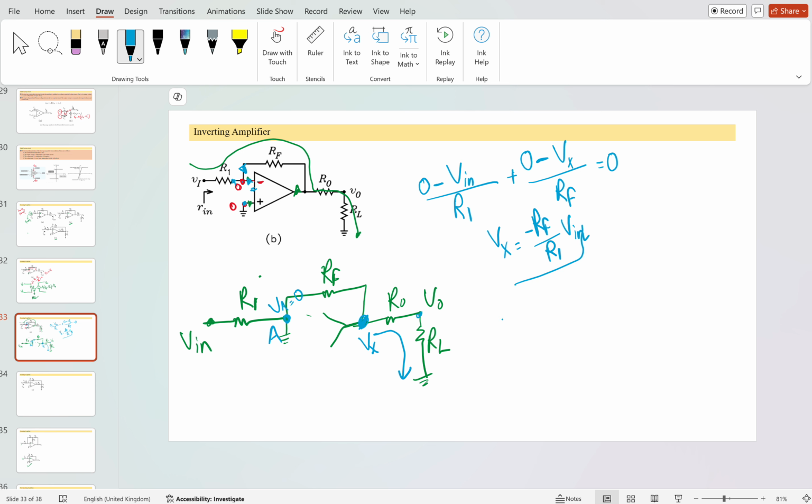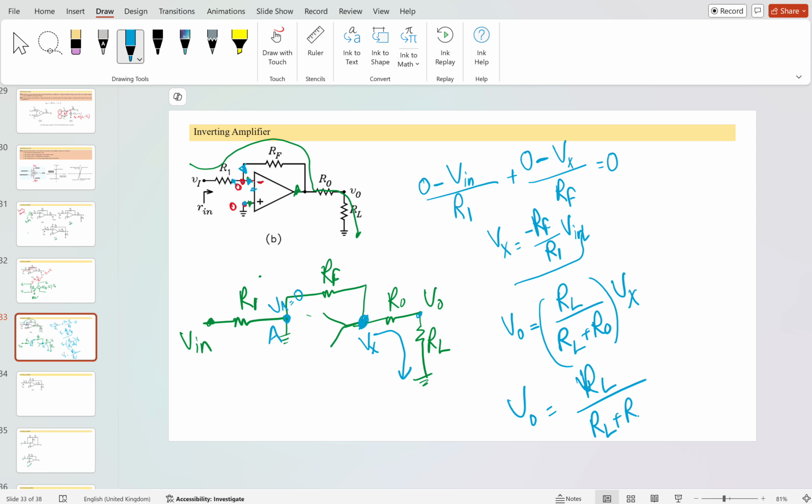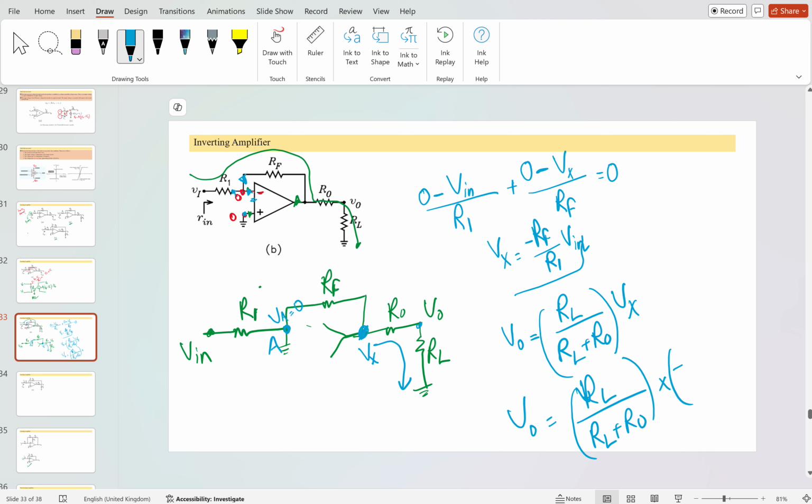What is the value of V output? V output will be simply equal to RL divided by RL plus R naught times Vx. That is the voltage division principle. Or you can write it that RL divided by RL plus R naught multiplied by minus RF by R1 times V input. So we have got the value of the ratio of the V output divided by V input. Okay. Any doubt in this? If you have any doubt, just let me know.